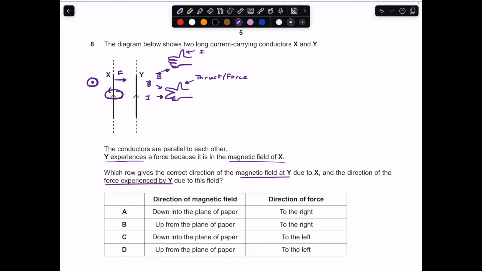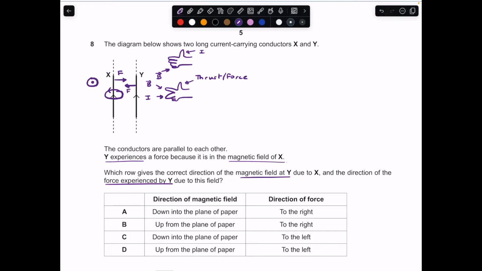Now, we know that the force between X and Y is attractive, because the current is going in the same direction in both the wires, the conductors. So it means that the force on Y will be towards X, right? That will be towards the left-hand side, so it's either C or D.